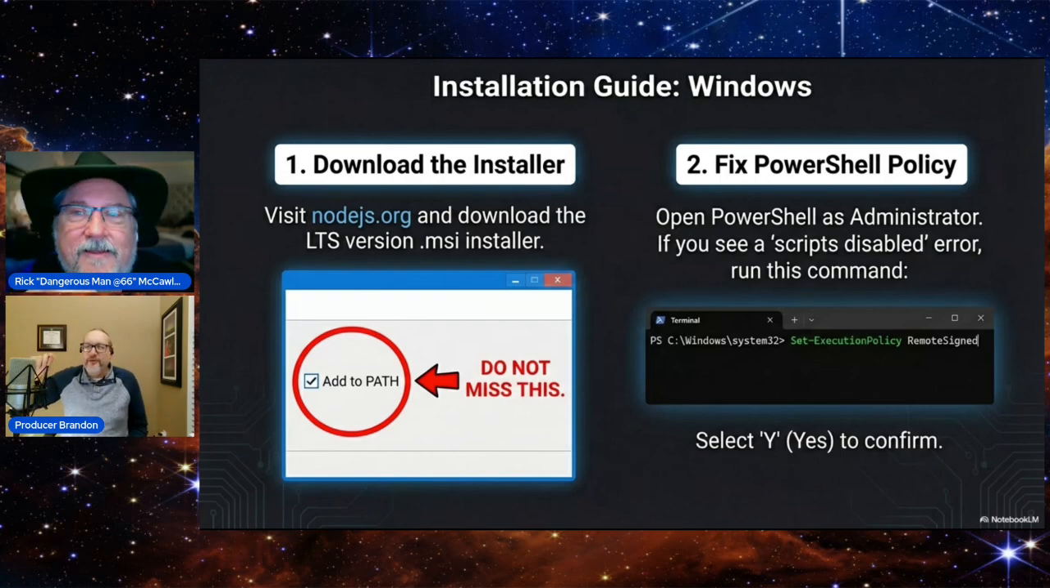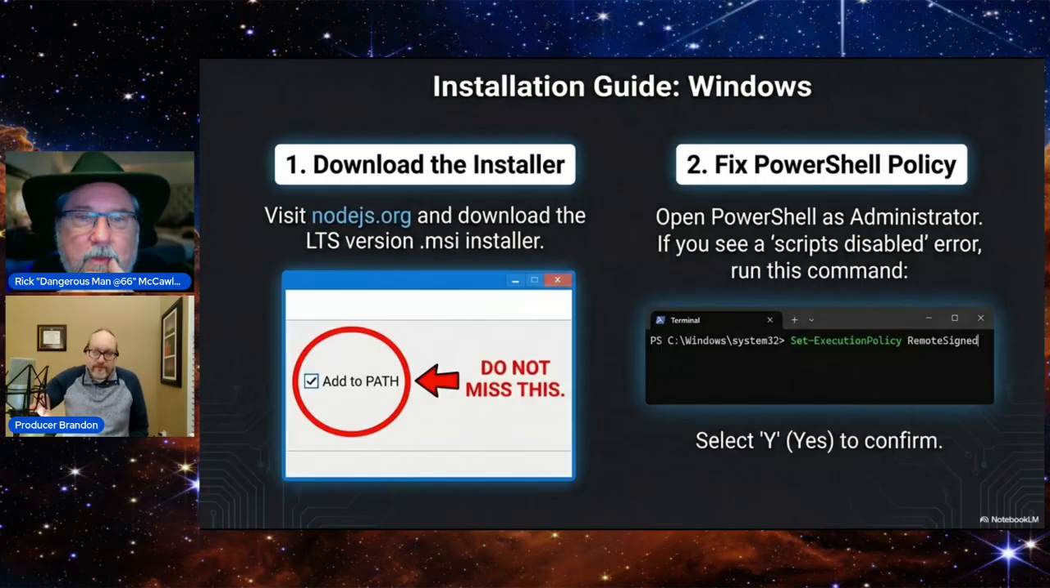You're going to go to nodejs.org and download the LTS version. It's called an MSI installer, which is a fancy way of saying you can download any file from the internet to execute on your system. And you're going to want to make sure you check the box. It's going to say, do you want to add to PATH? Don't worry about what that means right now. You're going to want to check yes.